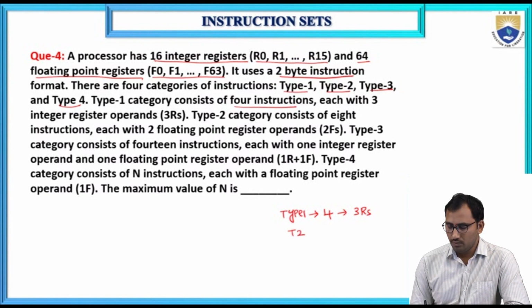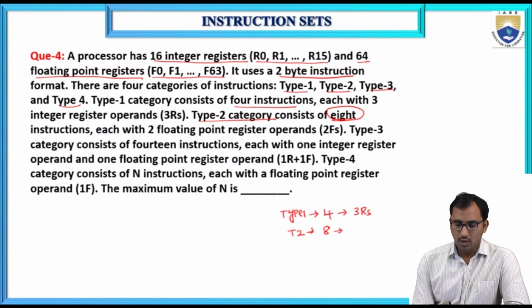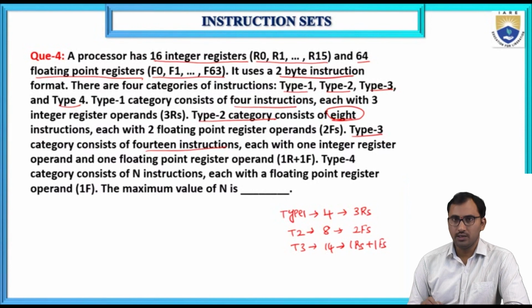And coming to type 2. The type 2 category consists of 8 instructions with 2 floating point register operands. And coming to the type 3 category, it consists of 14 instructions, each with 1 integer register operand and 1 floating point register operand.